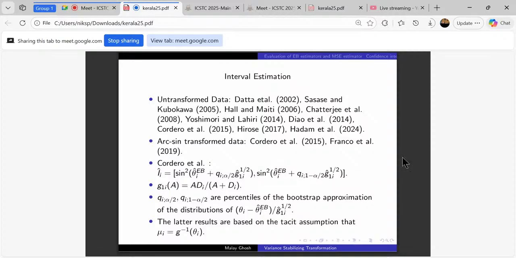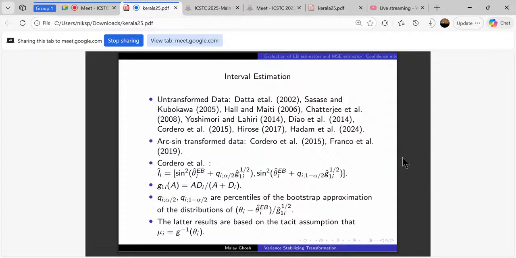Interval estimation. It has been done with untransformed data in several papers which are listed, and some of them appeared in top journals of statistics.